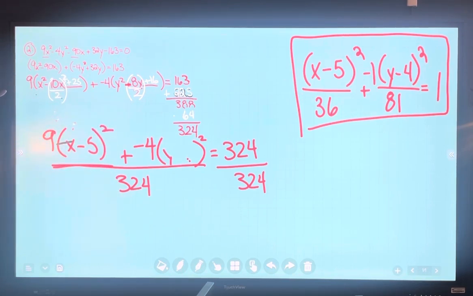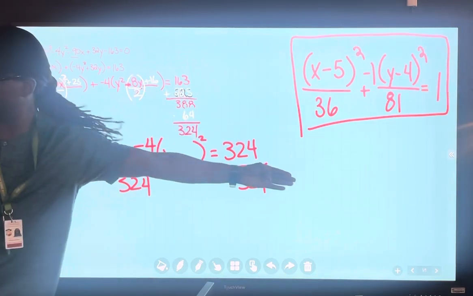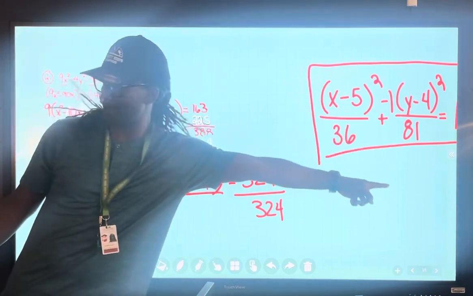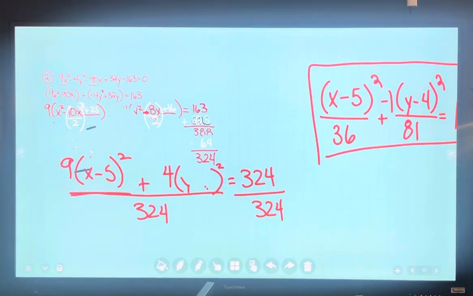So when you go to do the hyperbola, what's your A and B? Your A will be 9. Your B will be 6. But if you're doing hyperbola, it'll be switched around. So yeah, 81 comes first and then 36. But I just broke it down just because we had it from scratch.